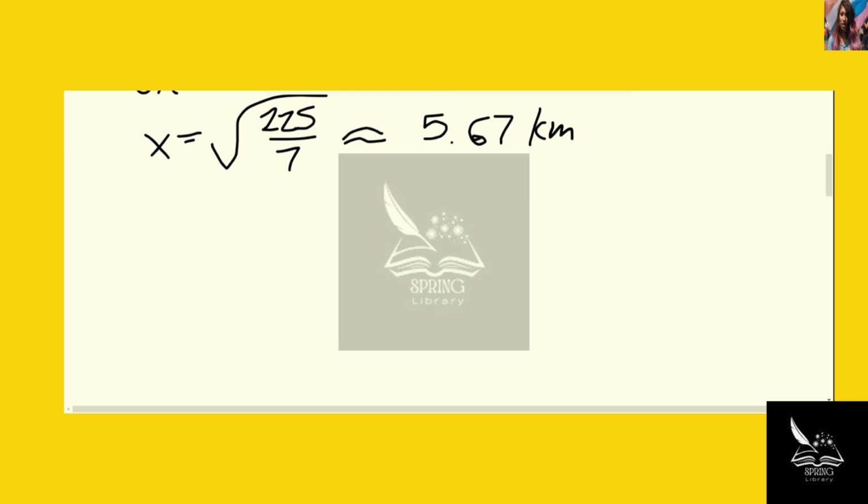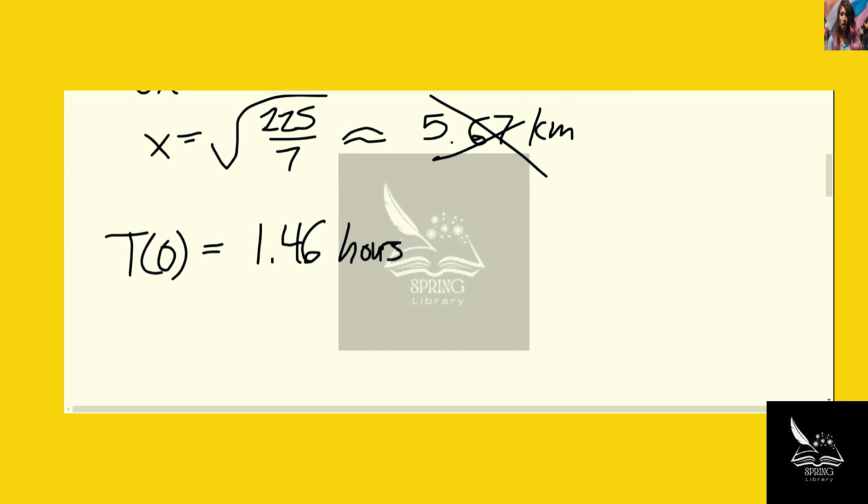Now the critical number that we have is outside of our domain from 0 to 5. To find the absolute min or max on a closed interval, it therefore follows that our answer must be at the endpoints. So let's find T of 0 and T of 5. T of 0, if you plug this in, is approximately 1.46, and the unit is in hours. And T of 5 is approximately 1.18, and again, the unit is in hours.